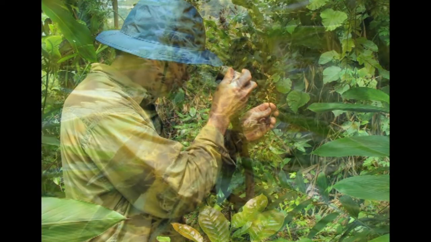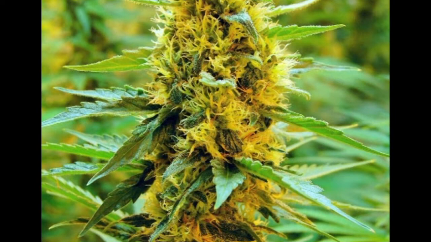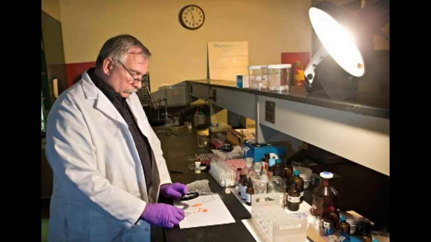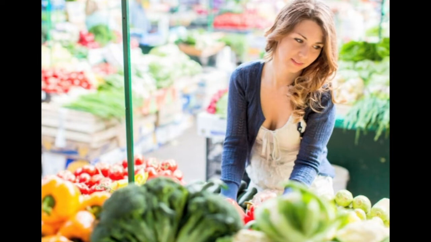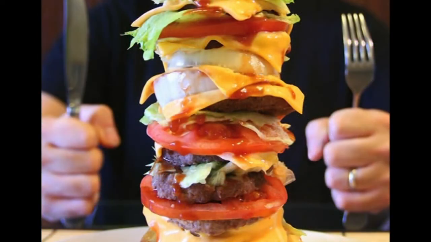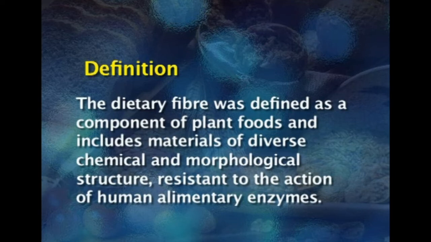Botanists define dietary fiber as a part of a plant organ, chemical analysts as a group of chemical compounds, consumers as a substance with beneficial effects on human health, and for dietetic and chemical industries, dietary fiber is a subject of marketing. Later, dietary fiber was defined as a component of plant foods and includes materials of diverse chemical and morphological structure resistant to the action of human alimentary enzymes.